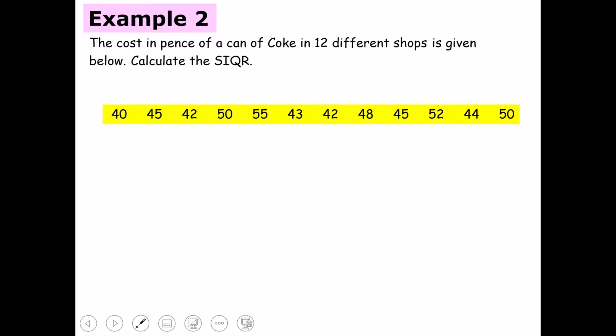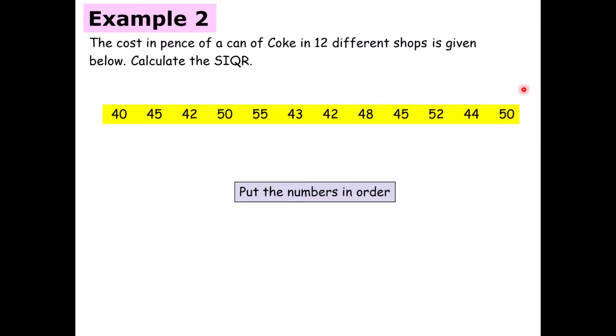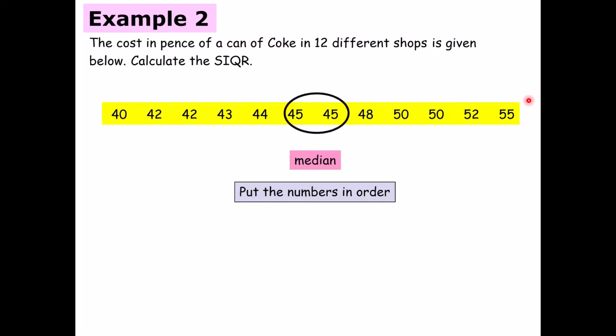So this time we have a set of numbers, and the numbers are representing the cost in pence of a can of Coke in 12 different shops. So that's what's given below, and we're being asked to calculate the semi-interquartile range. So before we start anything, we must put the numbers in order. So from smallest to largest, let's count our numbers. 1, 2, 3, 4, 5, 6, 7, 8, 9, 10, 11, 12. So we've got an even number, which means our median, our quartile 2, is going to be somewhere in between 45 and 45, which is clearly just 45.